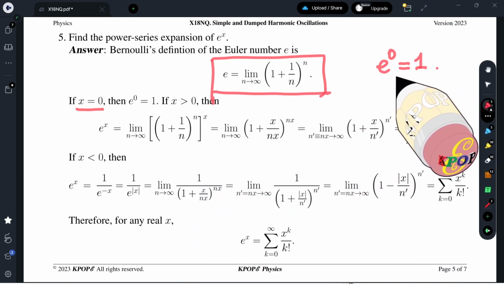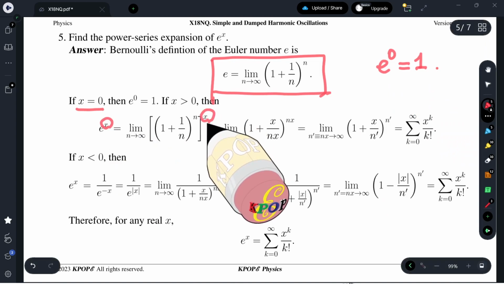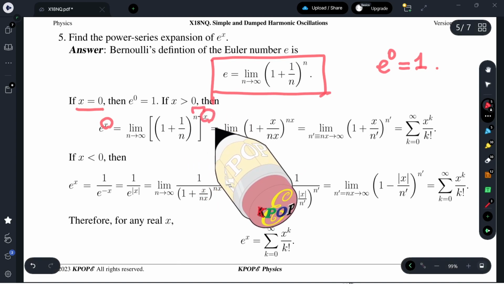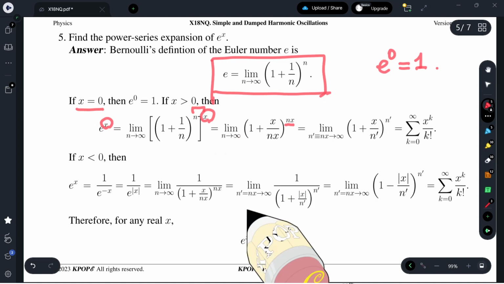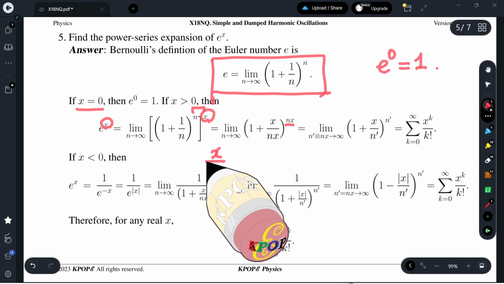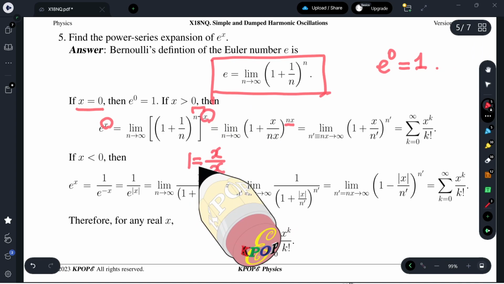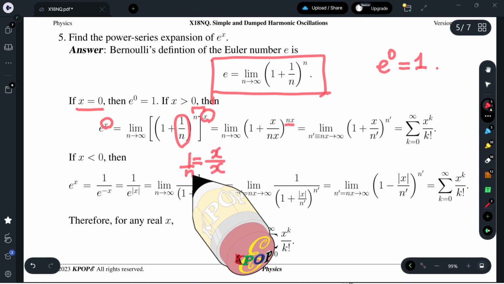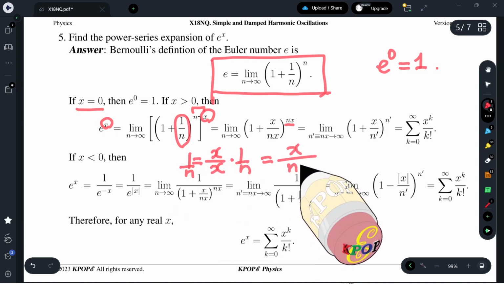If x is positive, we take the power and we multiply. The law of exponents gives the product of these two powers. And why don't we multiply by x over x, because x is non-zero, then 1 over n is shown like that.